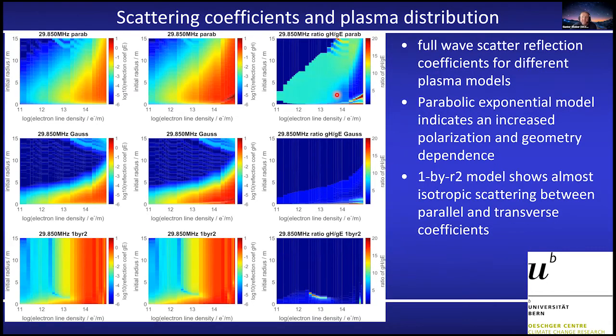We did also look for this for different plasma models. Here it's shown the parabolic exponential model, the Gaussian model, and the 1/R^2. As I mentioned, these are the three extremes. And what we see is that the Gaussian model shows this classical shape, what I have shown before. And if we get a more dense plasma, we see a much stronger signal. And we also see a much stronger polarization of the signal. And when we use the 1/R^2, we see basically a strong scattering over a wide range of radius, in particular for the higher densities here above 10 to the power of 13, and almost no polarization dependency anymore.